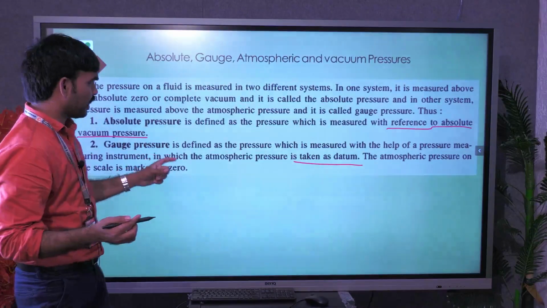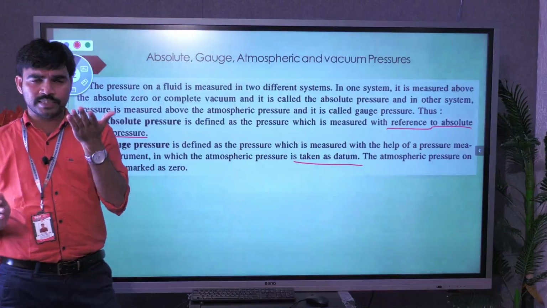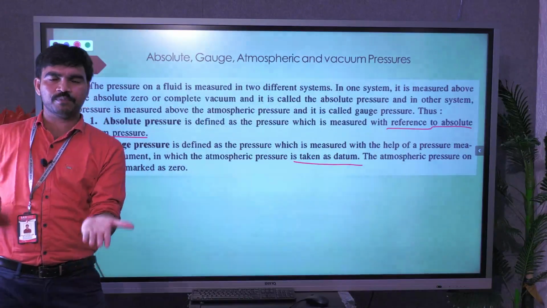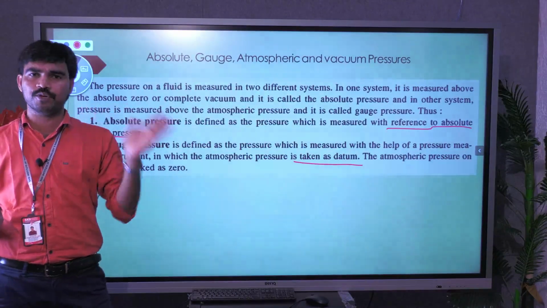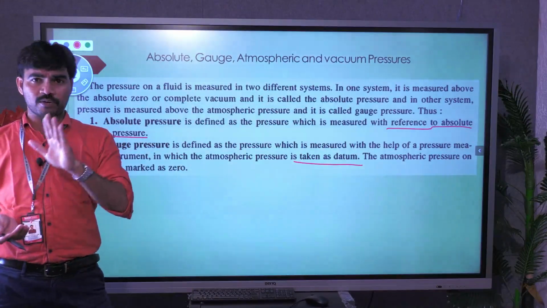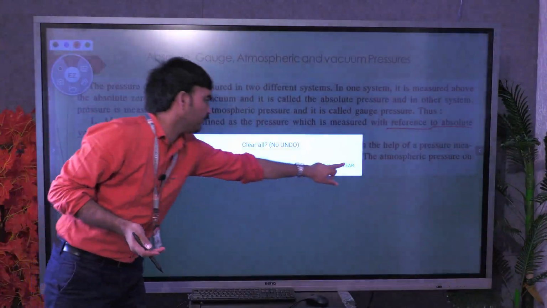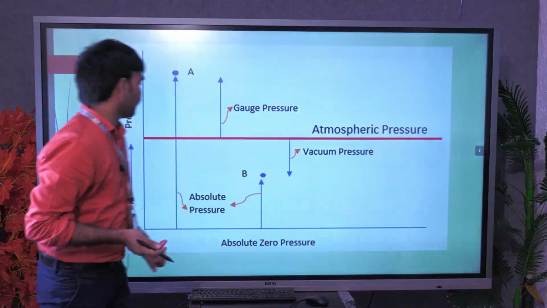Again I will quickly summarize. There are two ways to measure the pressure. One is taking absolute vacuum as a reference, that is called absolute pressure, or if you take atmospheric pressure as a reference, that you can call gauge pressure. Anyway, we will discuss in detail in the coming slides.